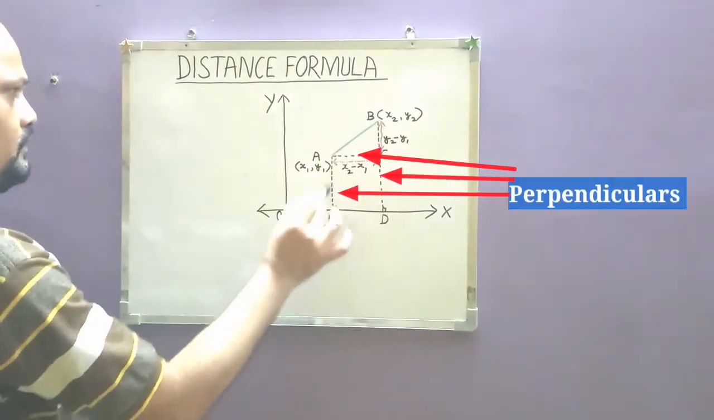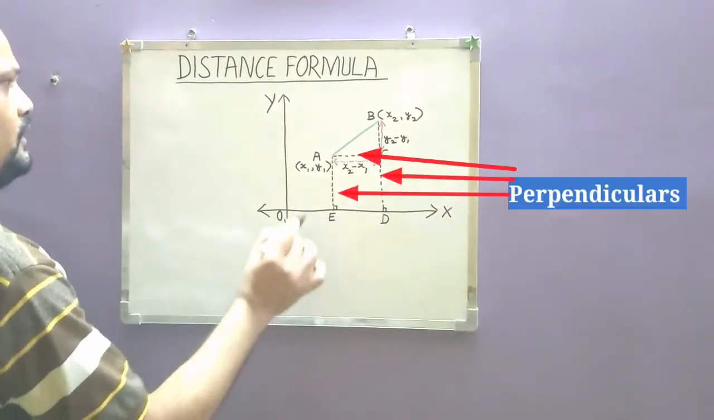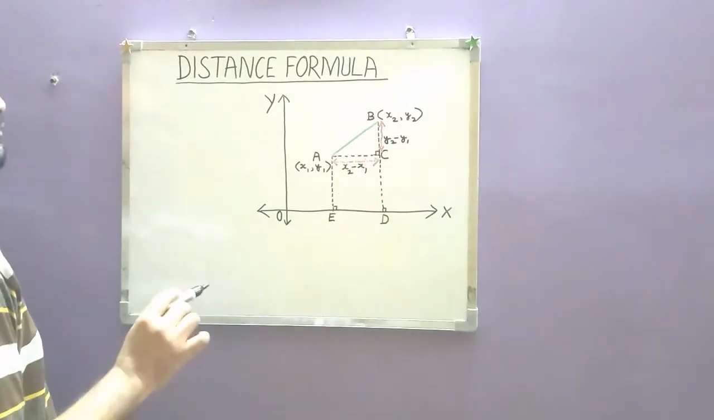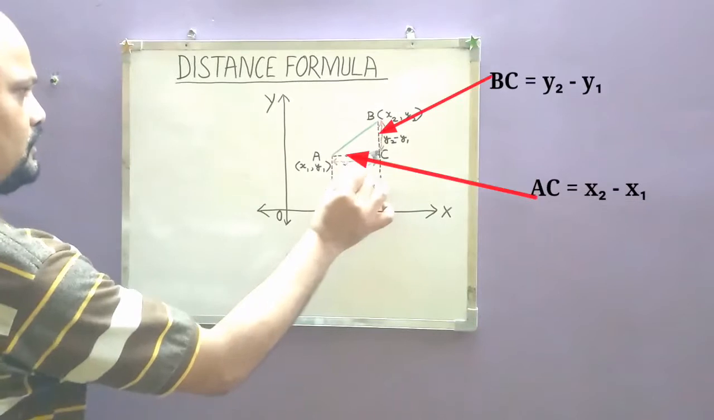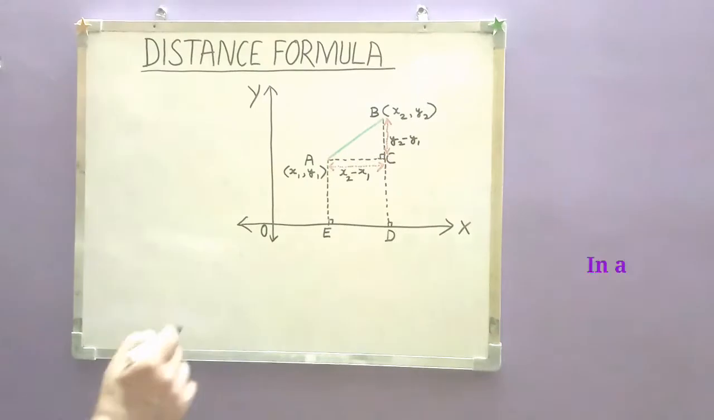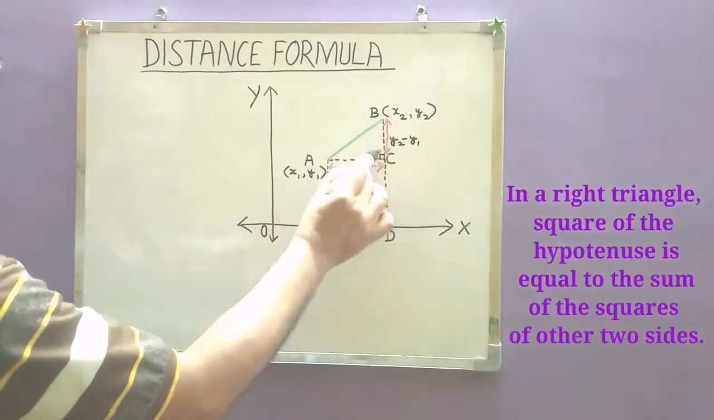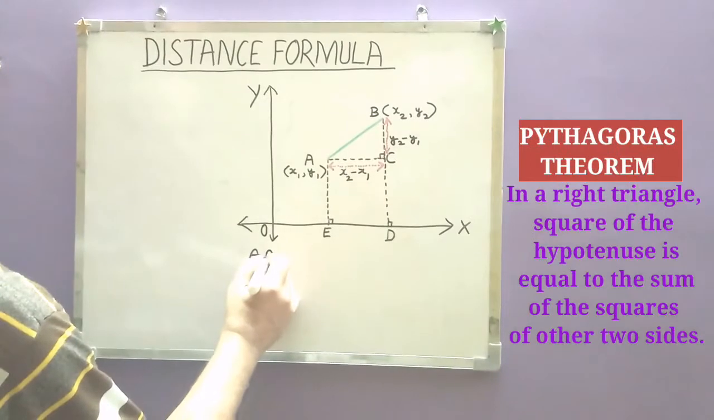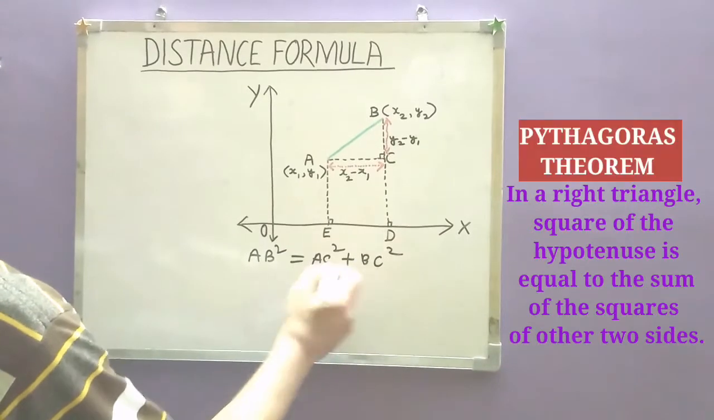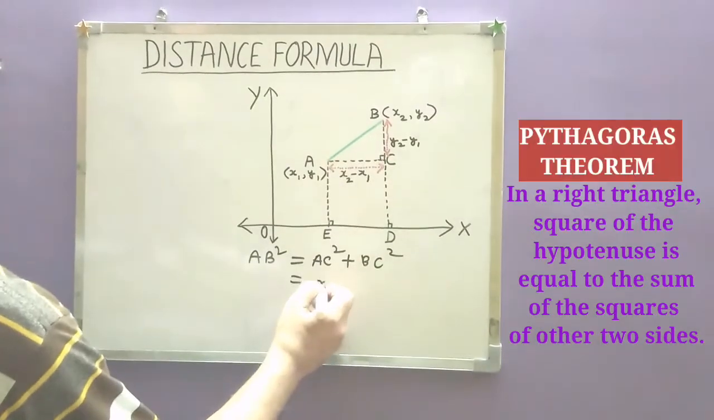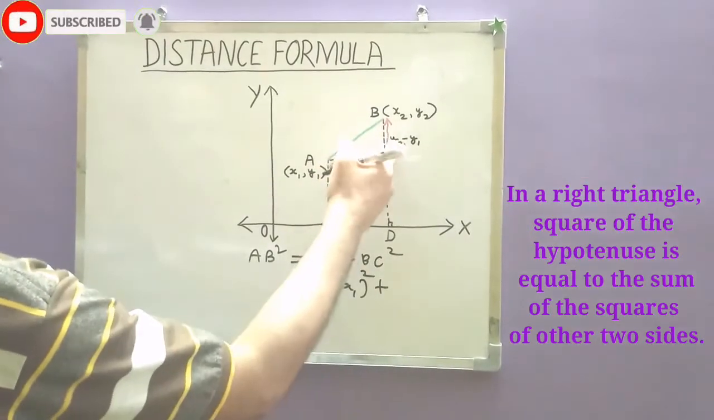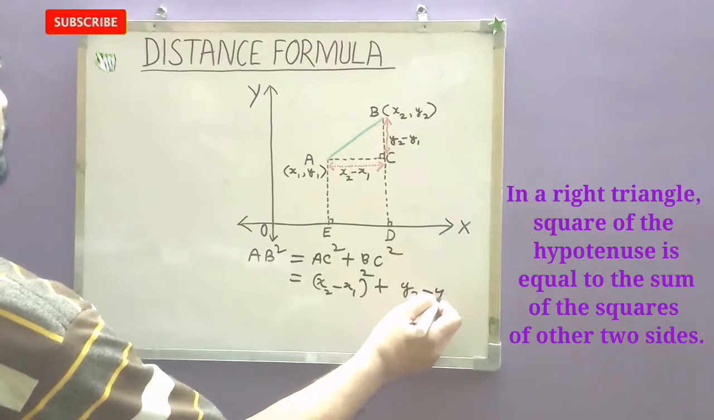Then draw the perpendiculars AE and BD on x-axis and perpendicular AC on BD meeting at the point C. From the figure, we have AC equal to x2 minus x1 and BC equal to y2 minus y1. Now, using the Pythagoras theorem in the right triangle ABC, right angled at C, we have AB square equal to AC square plus BC square, that equal to whole square of x2 minus x1 plus whole square of y2 minus y1.